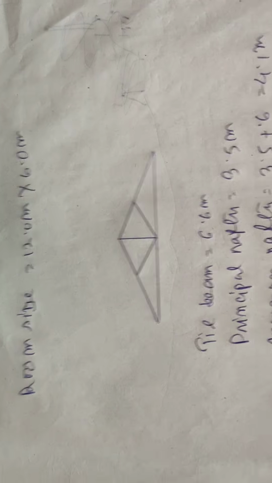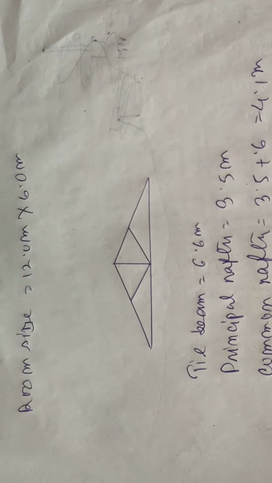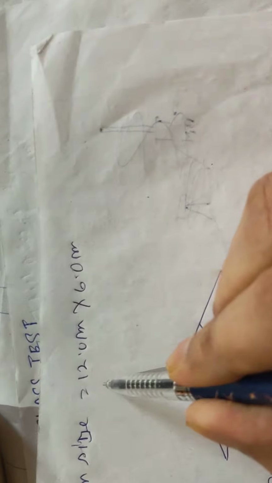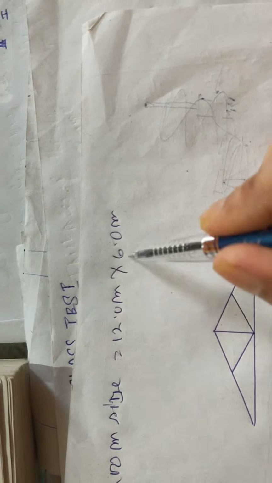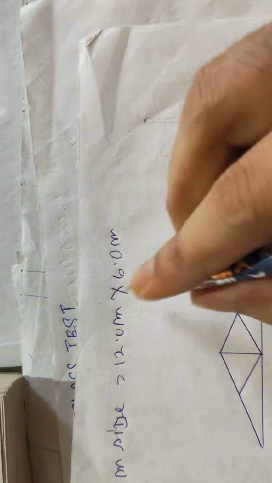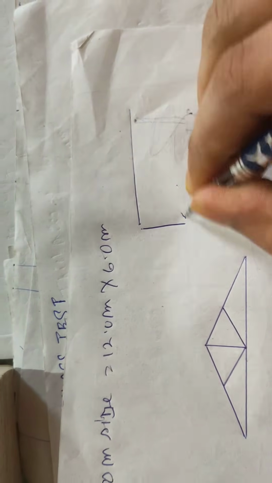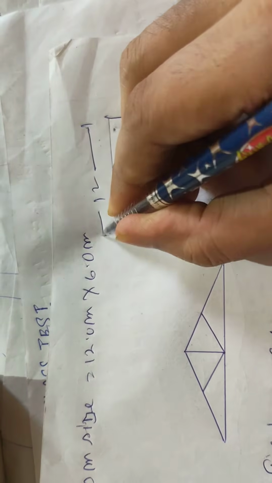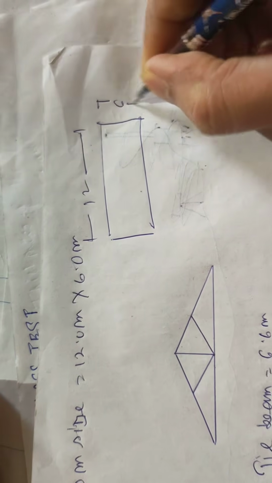We will try to learn how to calculate the quantities for a roof truss, for a wooden roof truss. Suppose we have to cover a room of size 12 meter by 6 meter. So the size of the room is given here is 12 meter by 6 meter. So what is going to be the span of the truss?